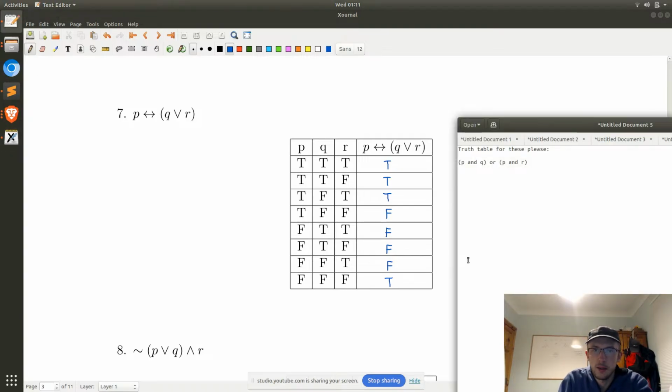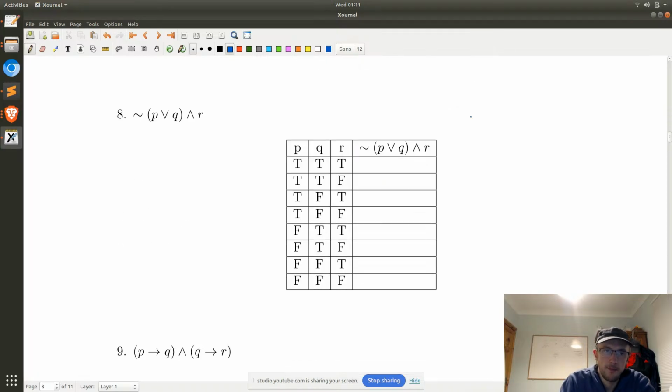And this statement is P if and only if Q or R. Next. True or true? Like that. Like that. Okay, so that's only going to be true when R is true. When R is false, just forget it.